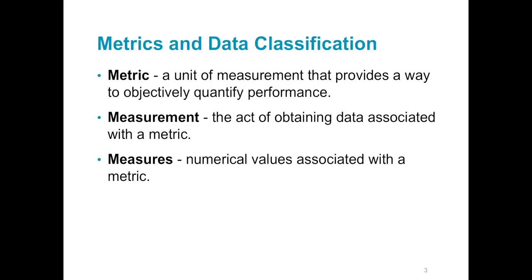Before we can summarize data, we need vocabulary for talking about it. A metric is a unit of measurement that lets us objectively quantify something. Customer satisfaction scores, delivery time, monthly revenue, stuff like that. A measurement is the act of collecting data for that metric. And a measure is the specific number you get when you take a measurement.